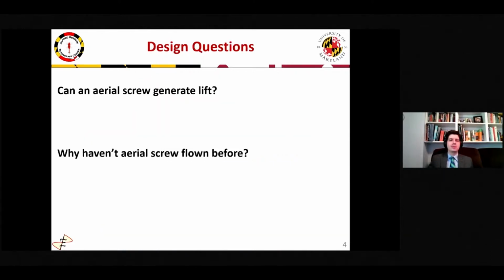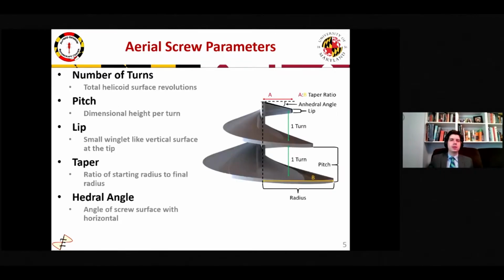But before looking at the full vehicle, we first need to answer critical questions about the aerial screw. First, can it generate lift? And if it can, why haven't aerial screws flown on a vehicle before? And to start, we first have to define the aerial screw design space. For an aerial screw, you can no longer identify blade pitch, chord length, or even an airfoil profile. And so we instead have the following parameters.